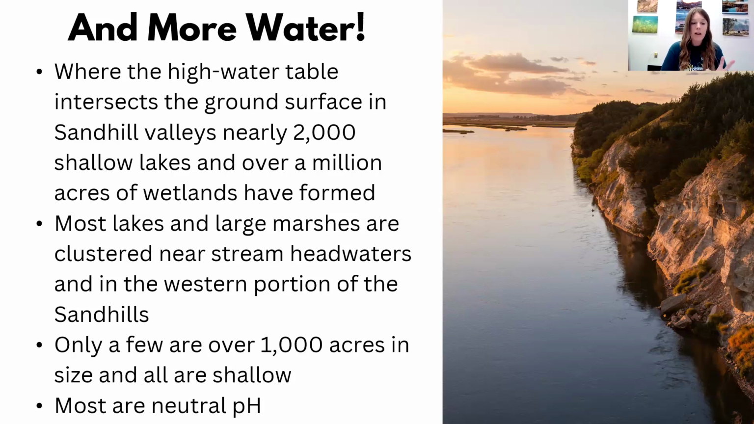And there's also some over about 1,000 acres in size. Some of them are very large, and they're all fairly shallow. The greatest depth of any of these is only about 14 feet. So very high water table, not super deep lakes or rivers or wetlands or anything, only go about 14 feet. And then most of them have a neutral pH.